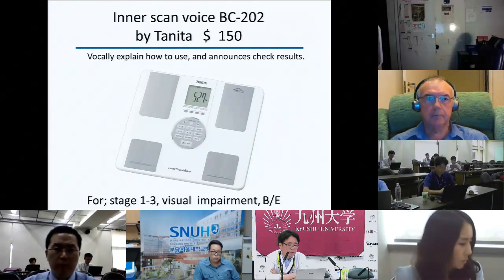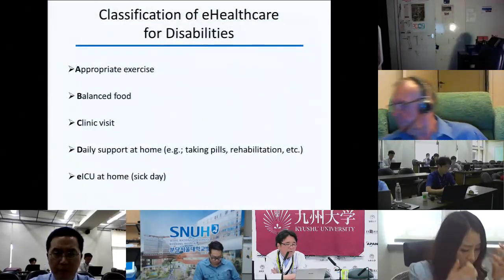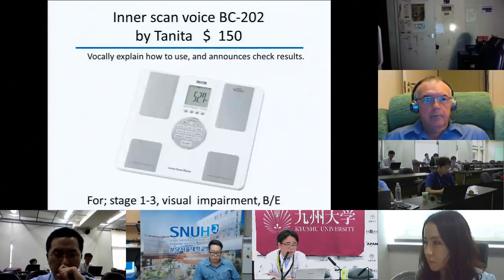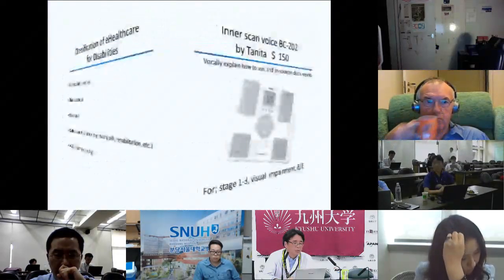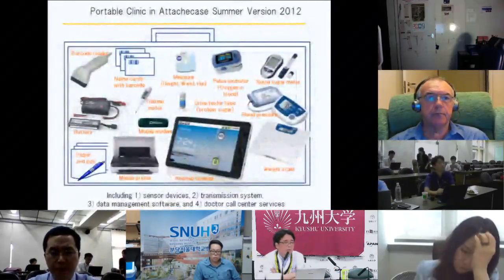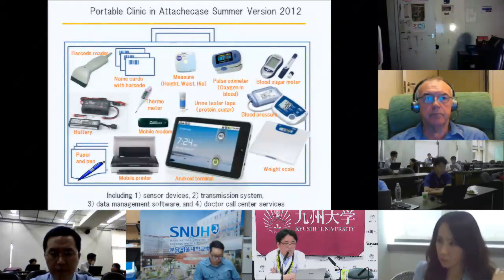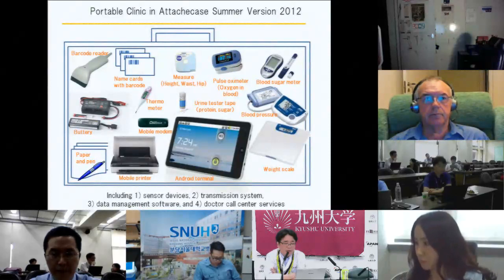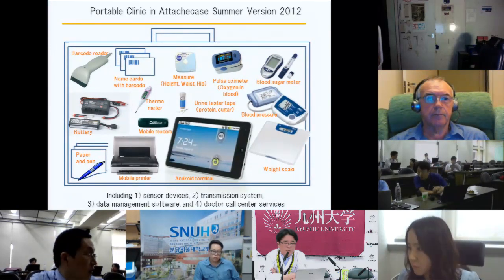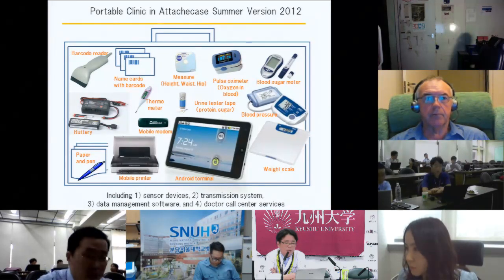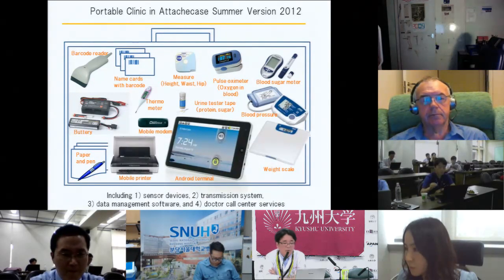And I think this is good for stage 1 to 3 for visual impairment, and the cases B and E. B is balanced food, and E is, I'm sorry, this is E, EICU at home. And this is the package we brought to the Bangladesh countryside to make a big-scale health checkup and telemedicine. At this time, we just brought regular sensors, but we can easily replace them with the sensors I just explained, with functions for disabilities.